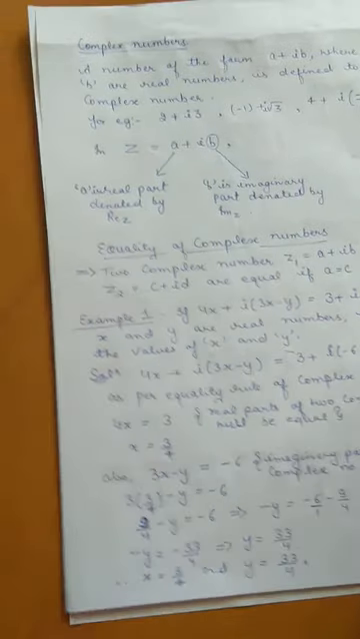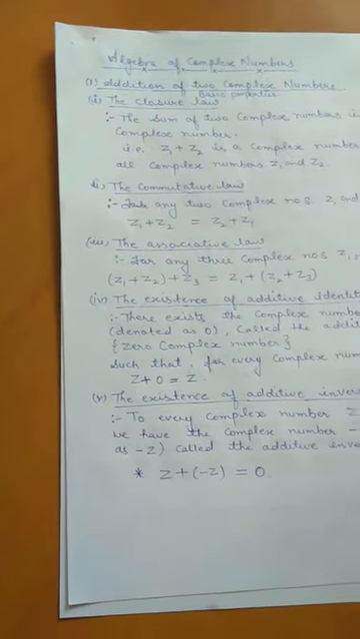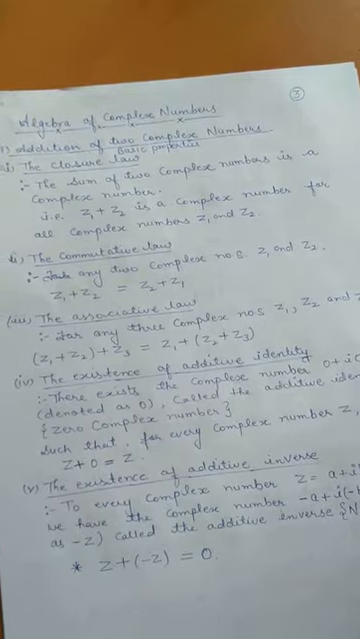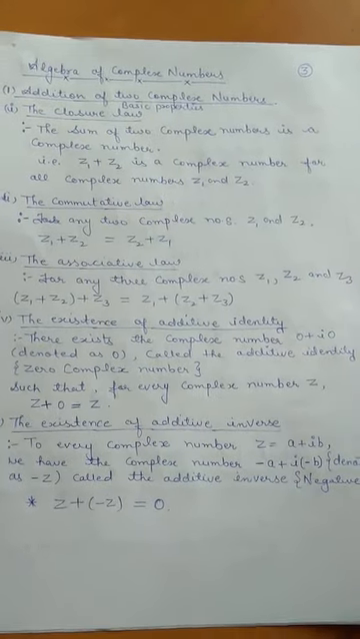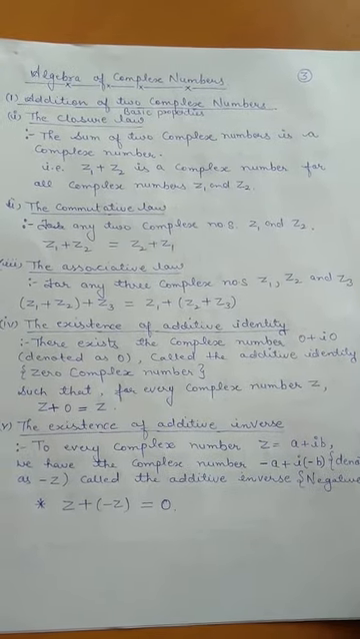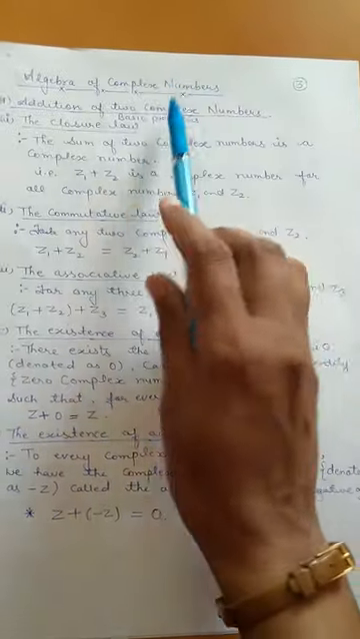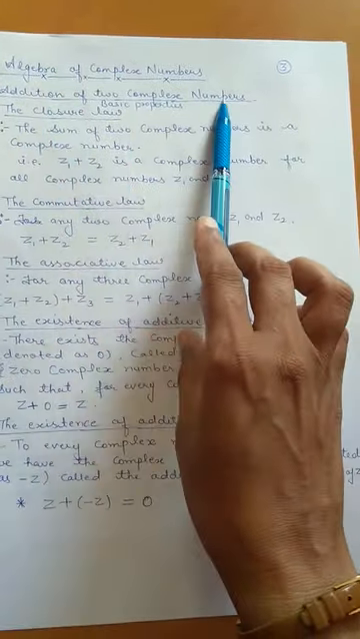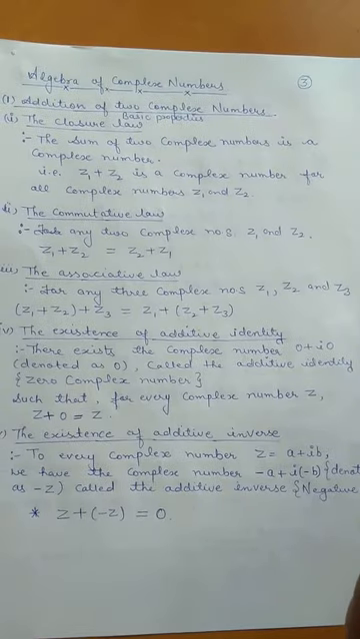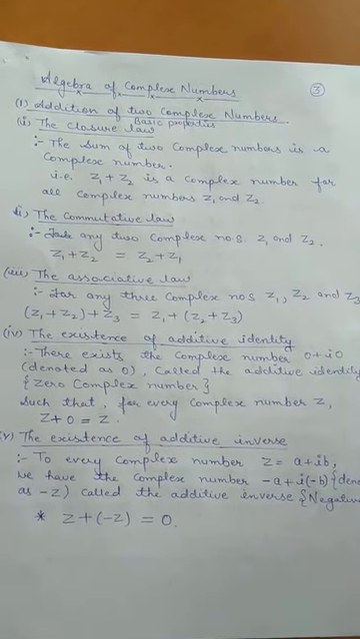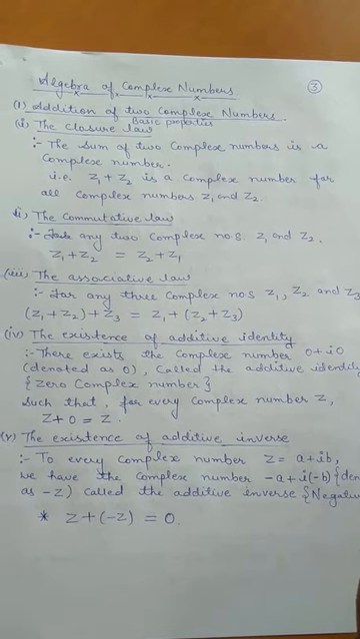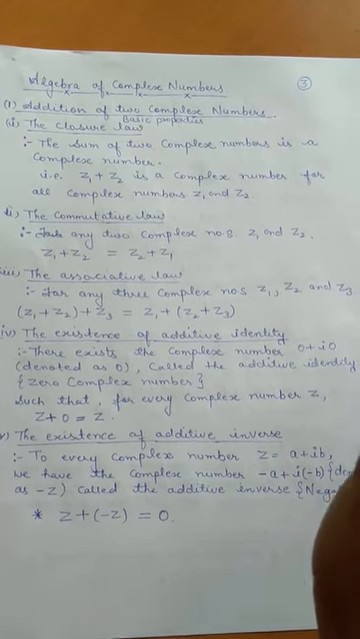Now let's move to the next part, where I will discuss with you the simple algebra of complex numbers. Beta, when we have to do the addition of complex numbers, it follows some properties. It follows some properties, and I am going to discuss those properties with you now.